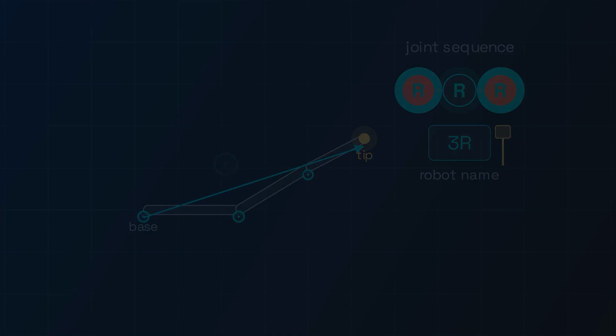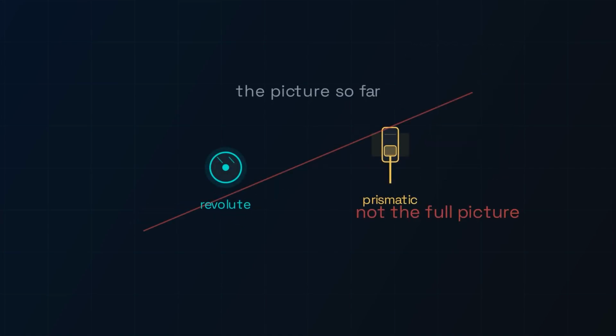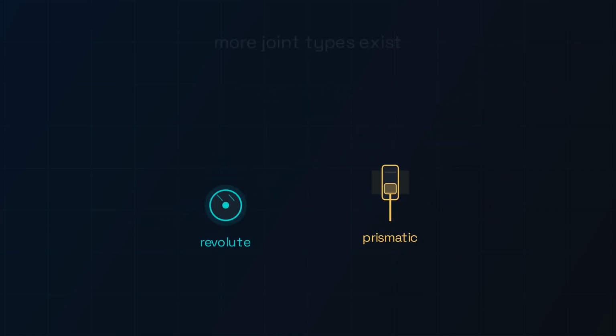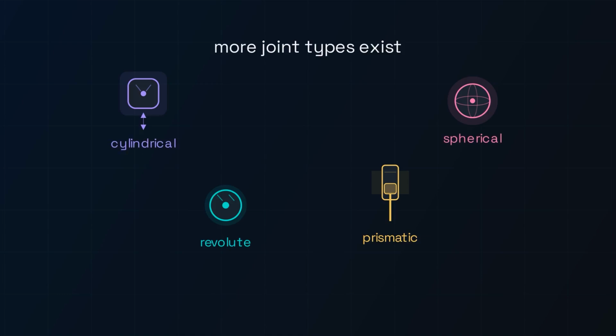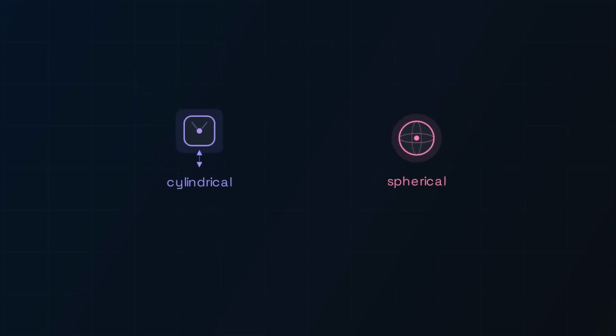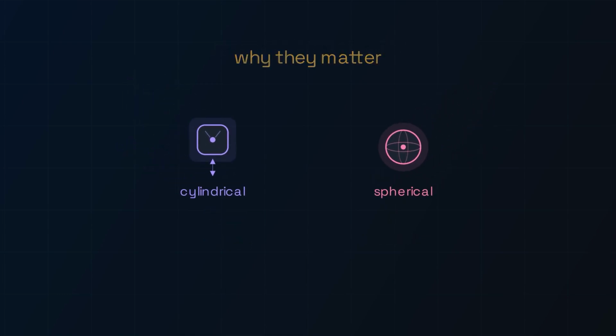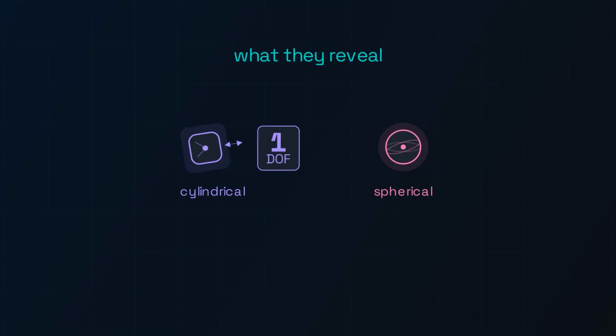its name. That's a clean picture, but it's not the full picture, because those two types are not the only joints that can exist. There are more complex joints out there, and the reason they matter is not just that they appear in real machines. It is what they reveal about how joint motion actually works.